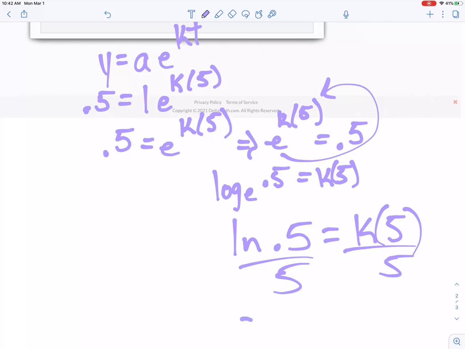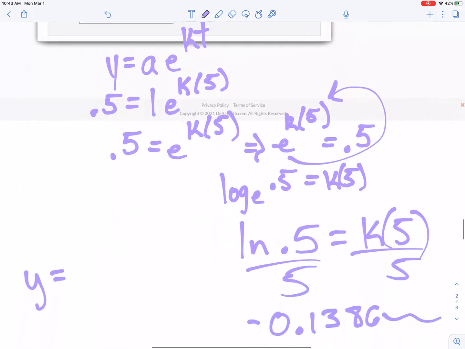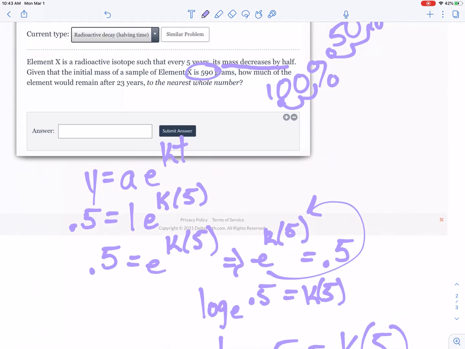And my answer is negative 0.1386, yada, yada, yada. It makes sense that I have a negative number because it's getting smaller. Half-life, I should have less as time goes on. So that would be my k value if I was trying to write an equation. It would be y equals this value that we actually started with, according to the word problem, is 590. I got that right there if you're wondering.